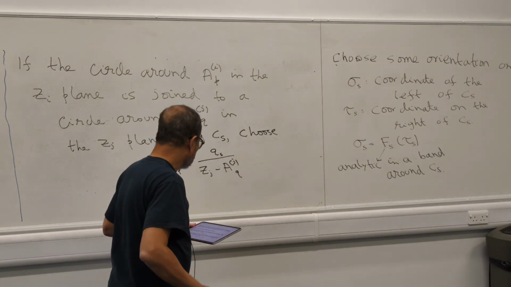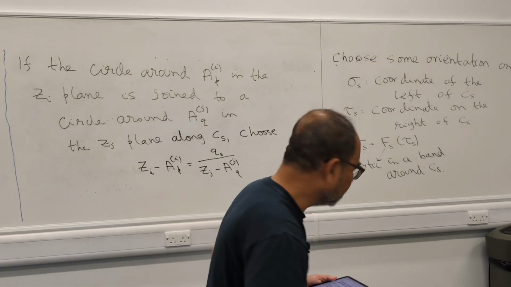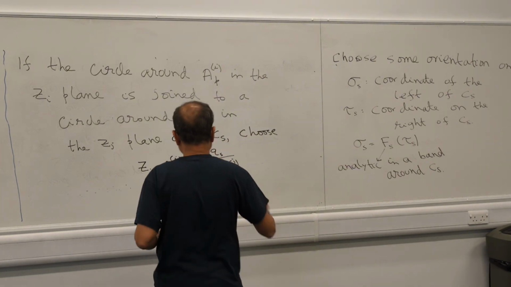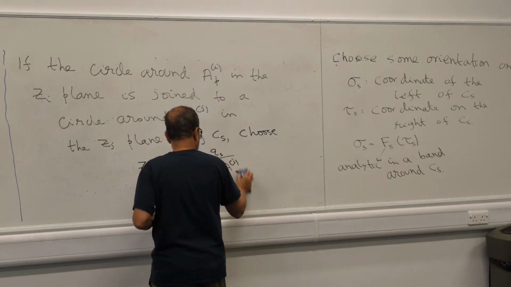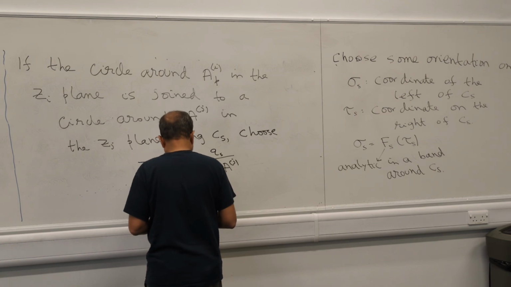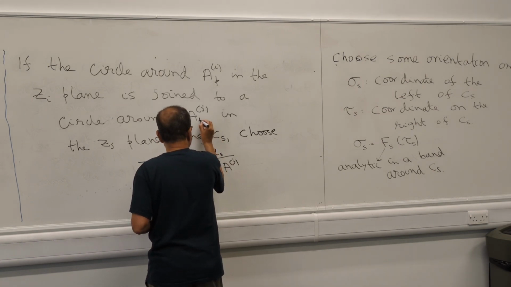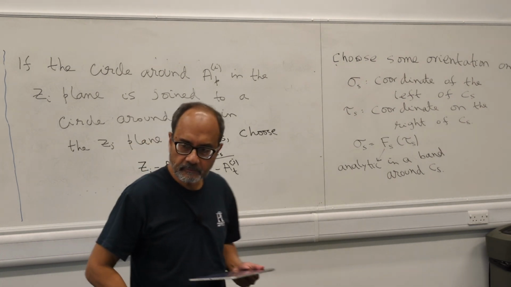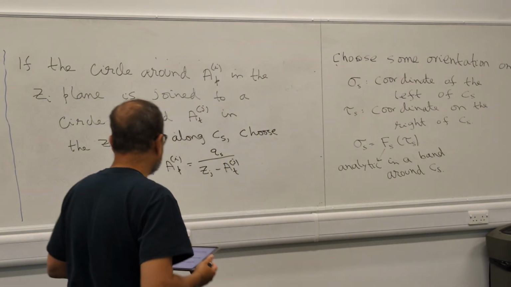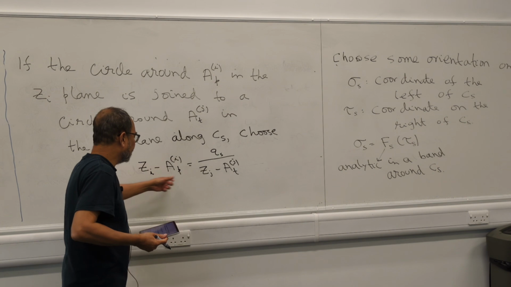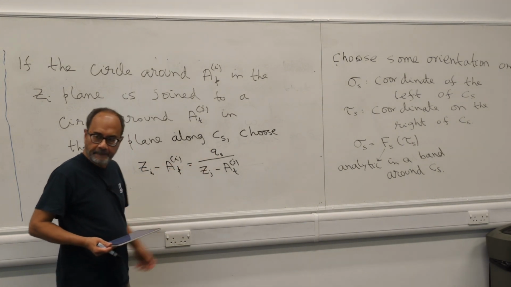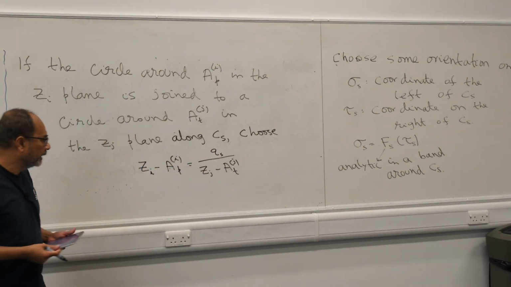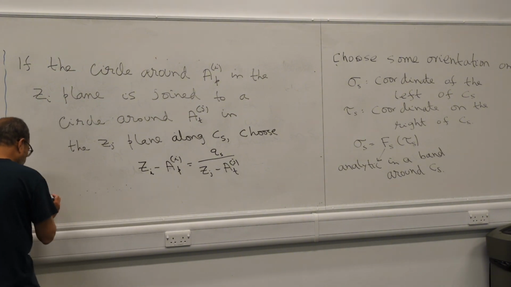Let me call this something else, S or T maybe, so the Q's don't get confused. I identify the Zi and Zj coordinates by a relation of this kind, where Qs is a complex parameter.